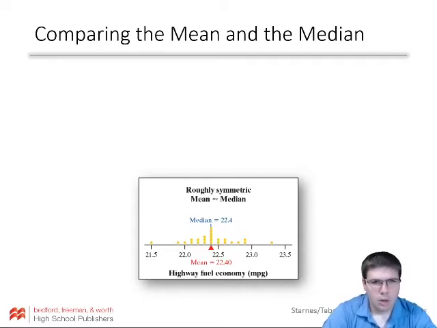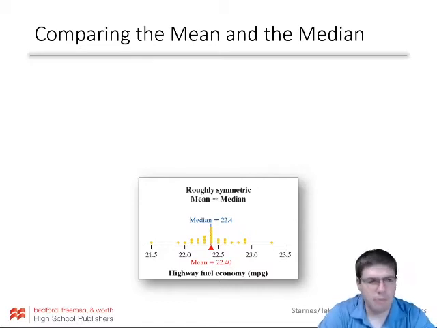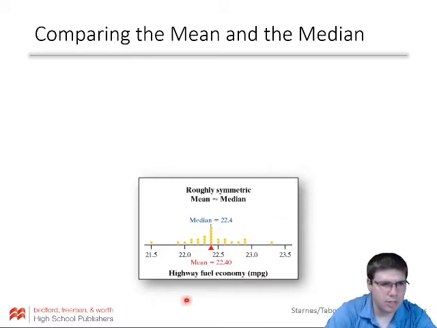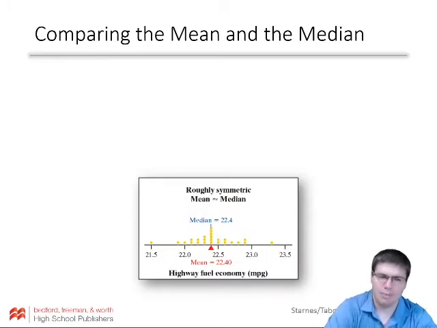All right, so now comparing the mean and median and how they're affected by the shape of the data. If we have a roughly symmetric data set, maybe even with an outlier in there, but because the outliers are on both sides and it's symmetric, the mean is not very much changed. So the mean and median are approximately the same. In this one they look identical, but they won't always be that way. They'll be about the same in a symmetric data set.